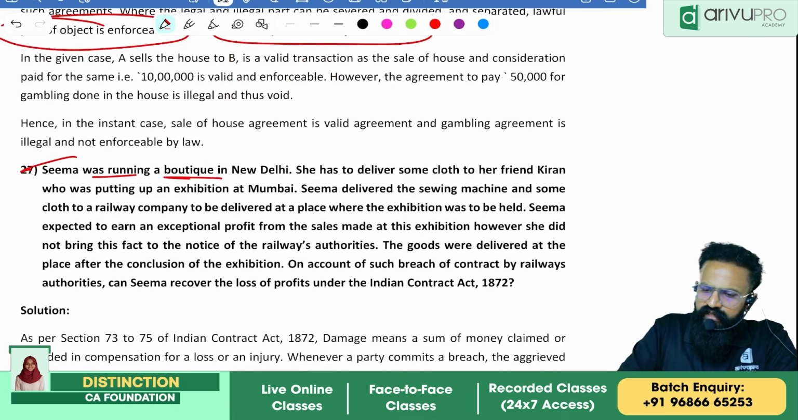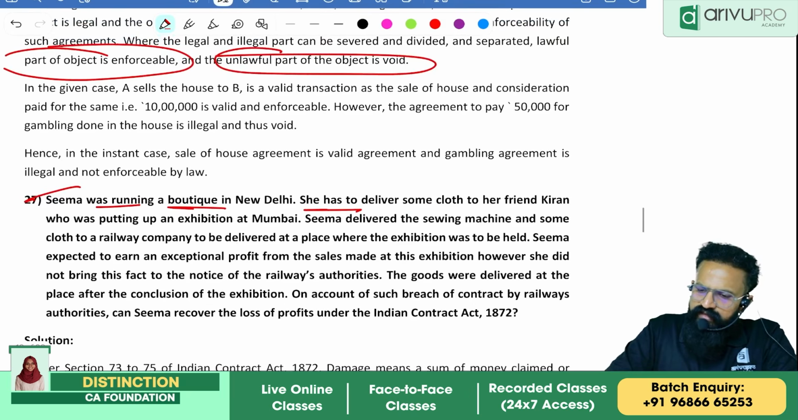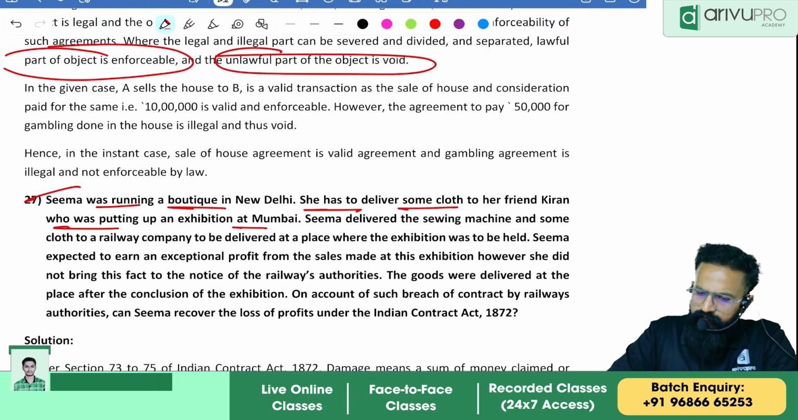Seema was running a boutique in New Delhi. She has to deliver some cloth to her friend Kiran, who was putting up an exhibition at Mumbai.